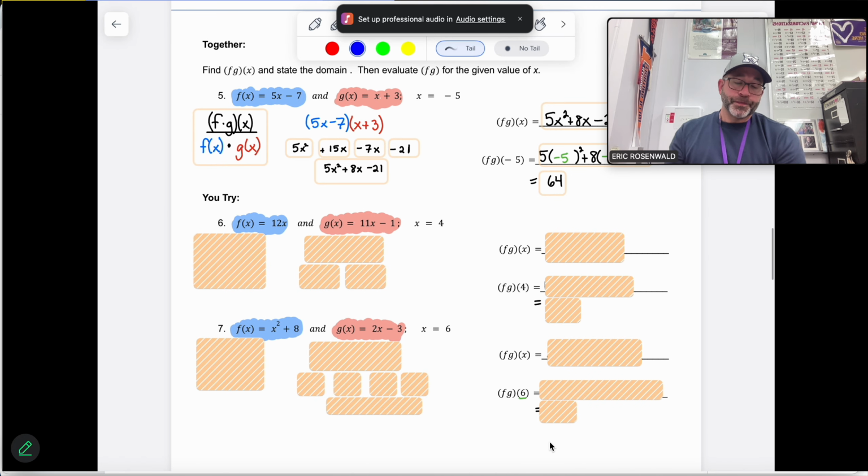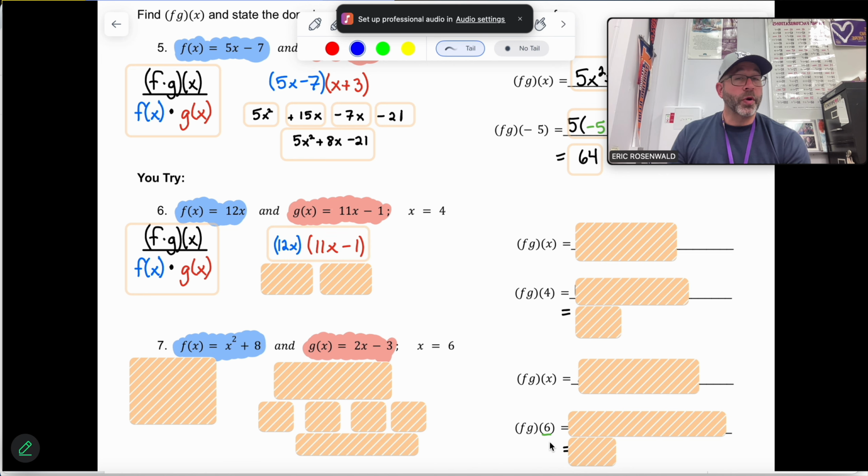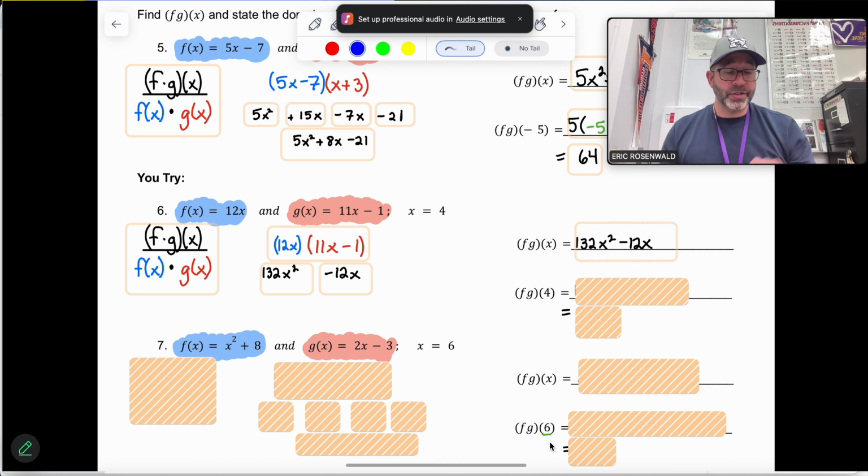All right, next one. Same thing, multiplication. Replace f of x and g of x with what they're equal to, so 12x times 11x minus 1. We will go ahead and distribute here. So if we distribute, 12x times 11x is going to give us a 132x squared. Distribute this times the negative 1, we end up with a negative 12x. Neither of these are like terms, so they're not going to combine, so we're done. It's just 132x squared minus 12x.